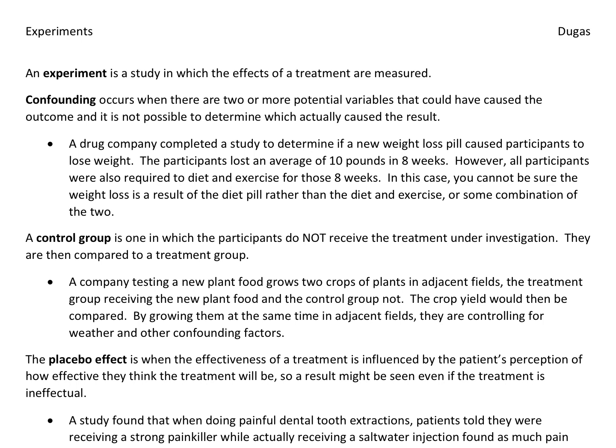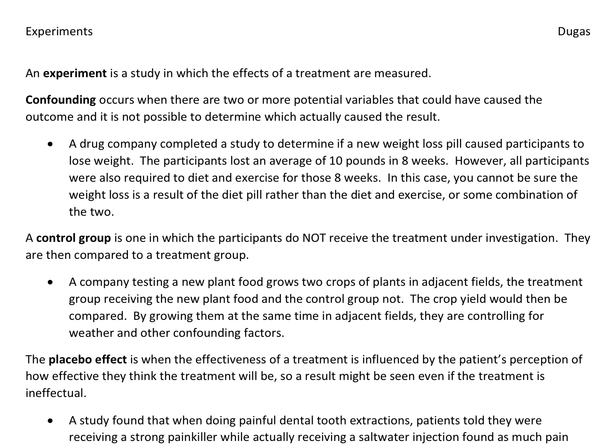A control group is used to contrast with the experimental group. So a company might test something, like in this example, they test a new plant food to grow 2 crops of plants. They plant them in adjacent fields. The treatment group receives the new plant food, and the control group does not receive the new plant food. Then the crop yield would be compared. By growing them at the same time in adjacent fields, they are controlling for weather and other confounding factors.